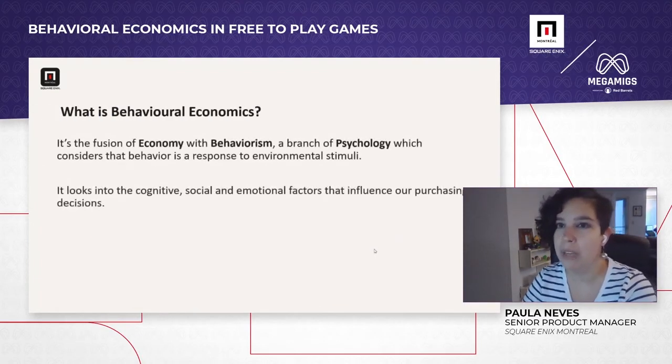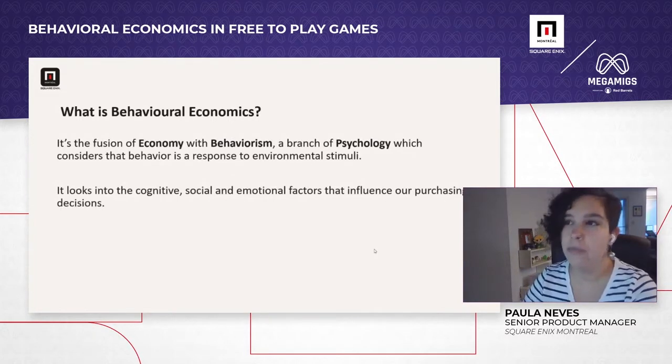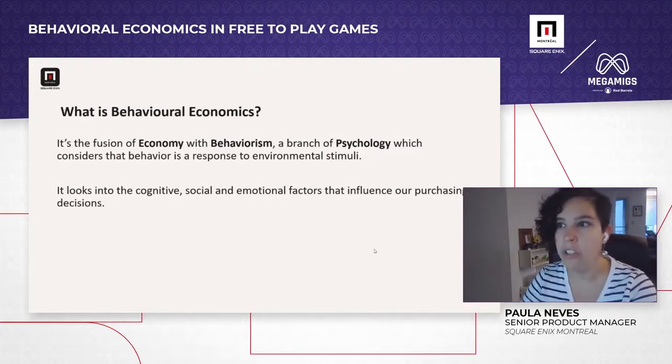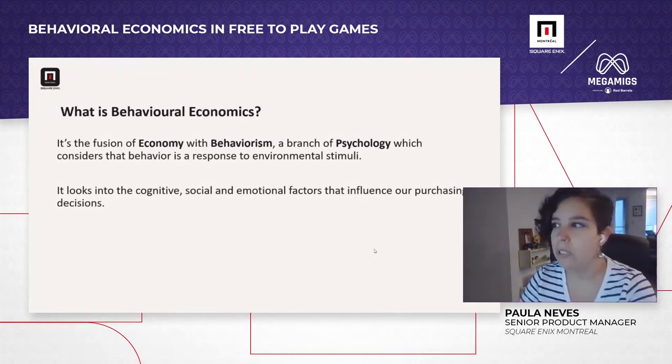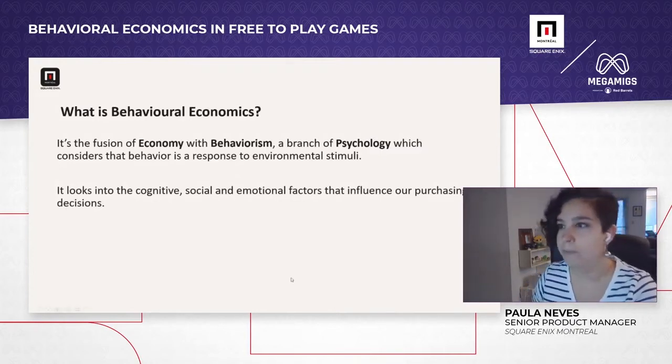Starting with behavioral economics. So what is it? It's basically the fusion of economy with behaviorism, a branch of psychology which considers that behavior is a response to environmental stimuli. So for the behaviorists, behaviors are learned through an interaction with the environment. Behavioral economics looks into the cognitive, social, and emotional factors that influence our purchasing decisions.